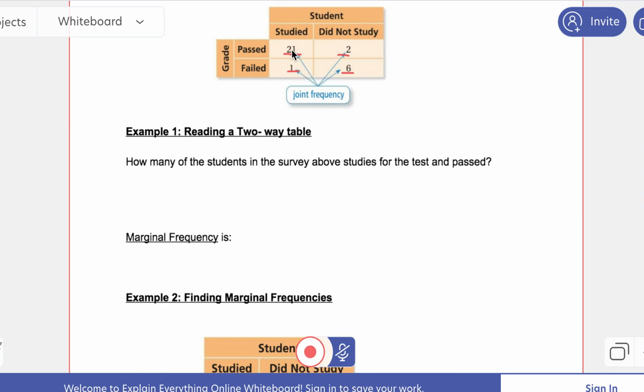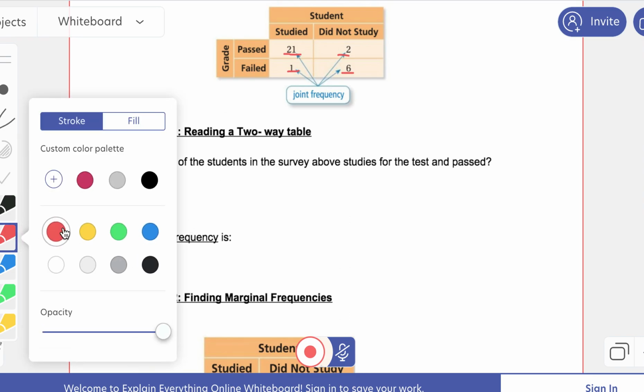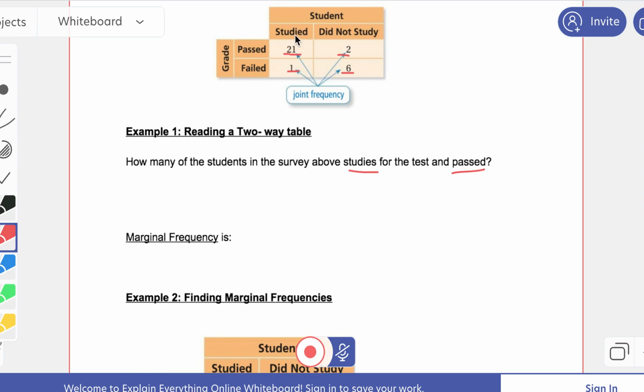So I want to say how many of the students, I'm looking at the category of studied and passed. So studied and passed, that answer would be 21. 21 students studied and passed.